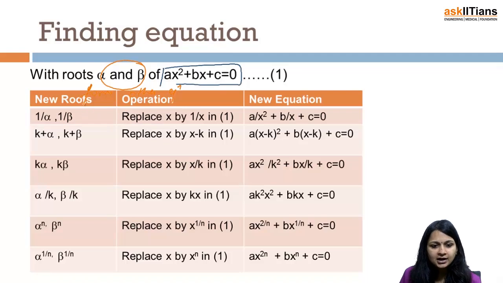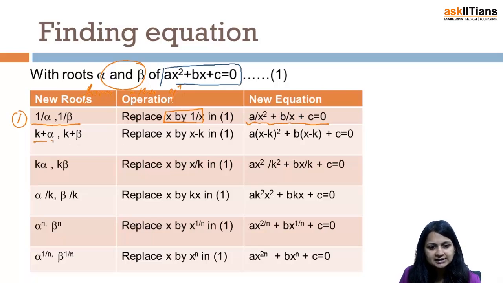Suppose I say that I have to find a new equation whose roots are 1 upon alpha and 1 upon beta. In this I don't have to solve it further, finding sum and product, no. I'll just do this simple step. In my equation number 1, I will replace x by 1 by x. As soon as you replace x by 1 by x, what you will have is a by x square plus b by x plus c equal to 0. So, very small tricks that we have to understand.